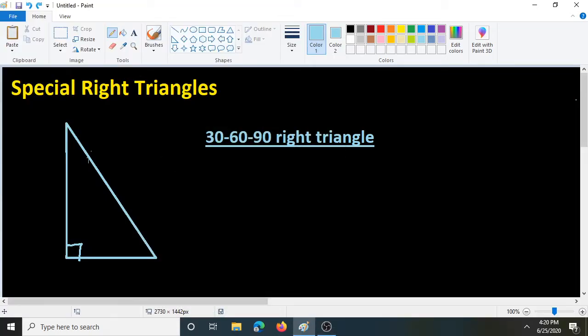In this geometry lesson, we are going to be talking about special right triangles. There are two types of special right triangles, but we will focus on the 30-60-90 right triangle first. A 30-60-90 right triangle has one right angle, one 60-degree angle, and one 30-degree angle. The sides of a 30-60-90 right triangle are in the ratio of 1x to root 3x to 2x.